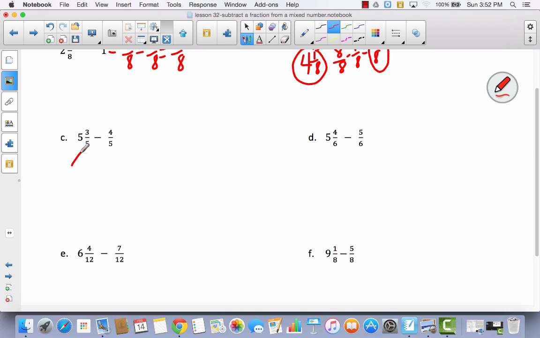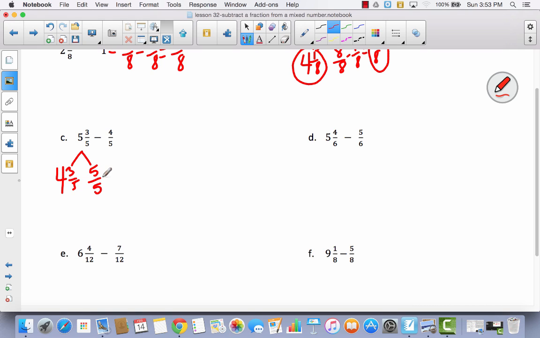So I'm going to decompose this into 4 3/5. See what I did here? I took out a whole, and I'm going to replace that with 5/5. This still equals 5 3/5. I just decomposed it. Here's 1, and if you added 1 to 4, you would get 5 3/5.